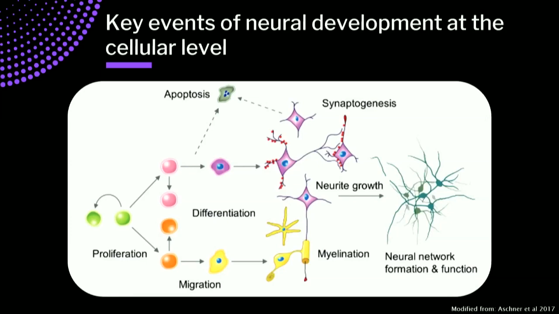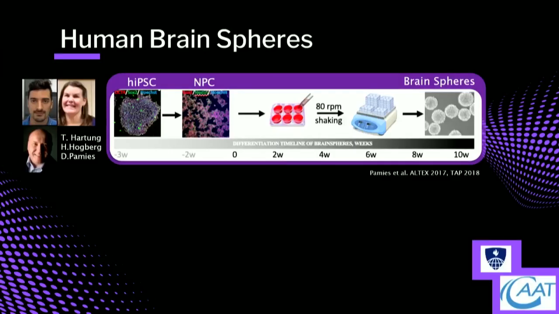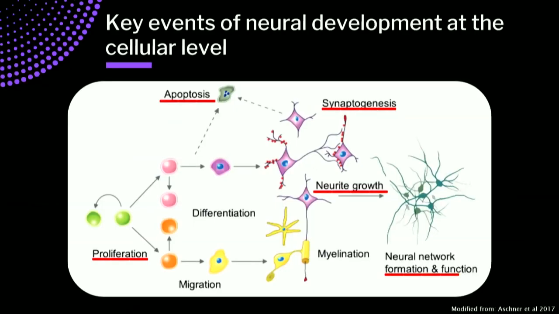Here I'm showing, in a very simple schema, the key events of neural development at the cellular level. We have 2D systems to assess some of these different key events to assess chemical toxicity. But they are 2D, we screen them independently, and they are targeted to the specific cell type that we want to work with. Also, we are missing other key events, such as myelination, in these guidelines.